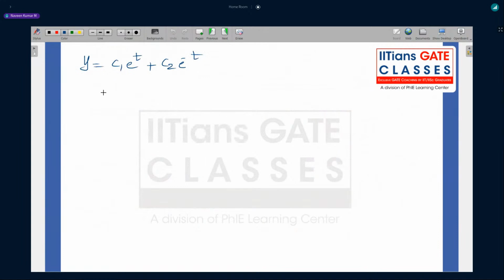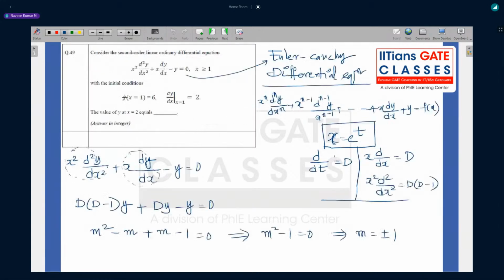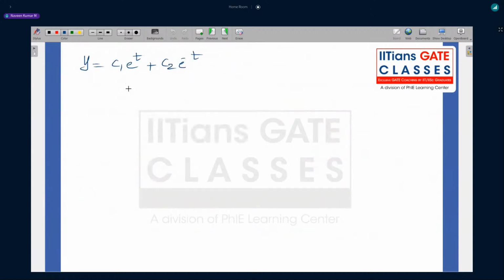So now they have given the initial values. What are those? The initial conditions: y at x is equal to 1 is 6, right? So I can say these are called initial conditions or boundary conditions. So initial.